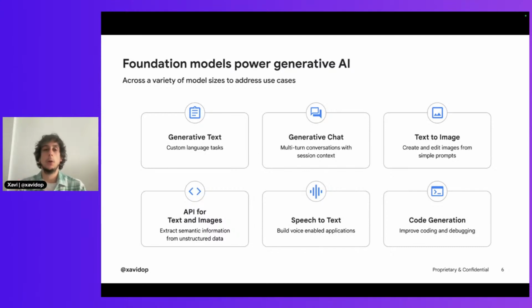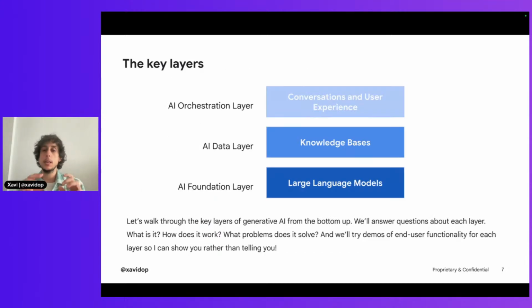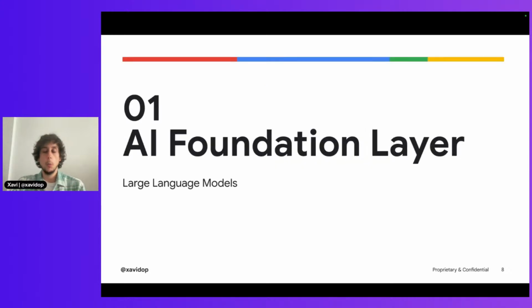So those are other LLMs that we usually see. These are the three key layers that we are gonna touch today. The first one is the AI foundation layer, which is basically the large language models. Then we are gonna add the data layer, and then we are gonna talk about the orchestration layer. That is a more broader layer. So, with that being said, let's start with the first layer.